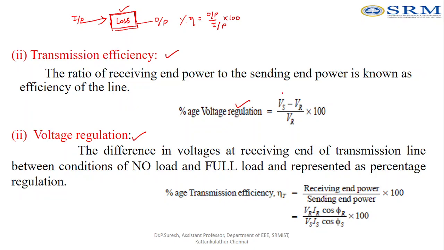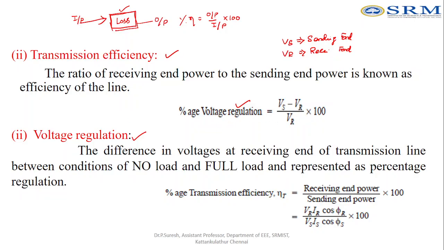Vs is nothing but the sending end voltage, and Vr is nothing but the receiving end voltage. So the ratio of the change in voltage to the receiving end voltage, multiplied by 100, gives the voltage regulation.